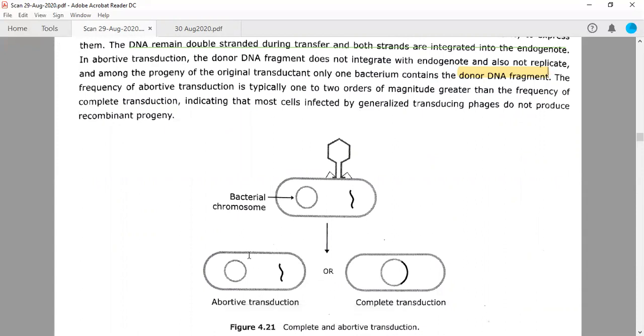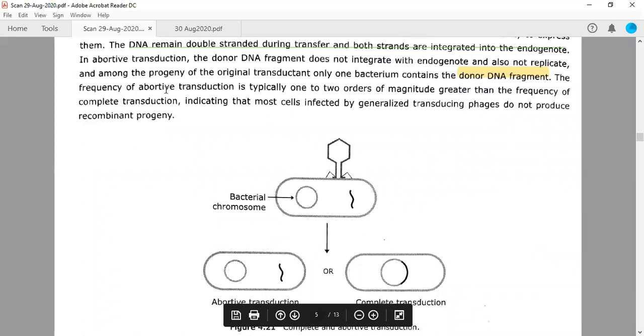And the other will have only this bacterial chromosome because it will be able to replicate. Therefore, only one cell, the daughter cell, will have this particular DNA fragment which is coming from outside.